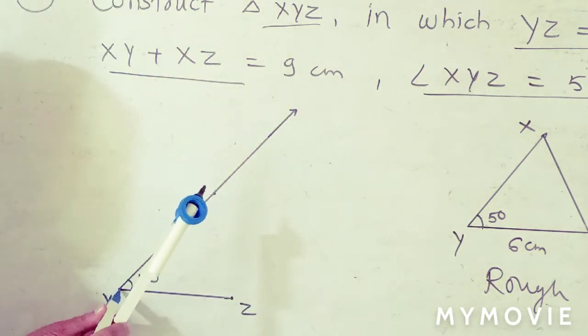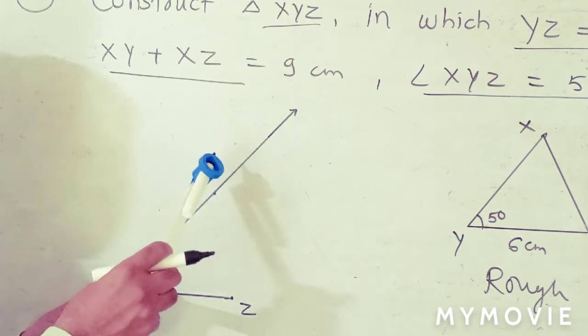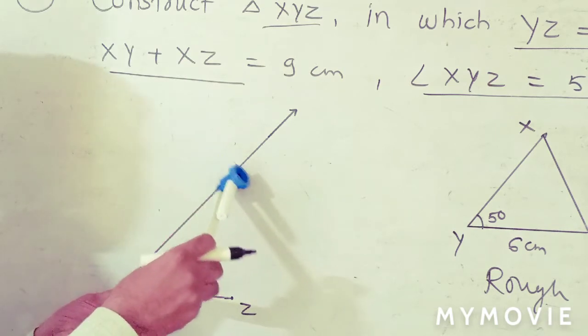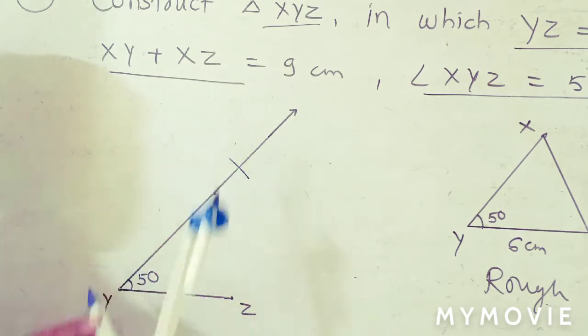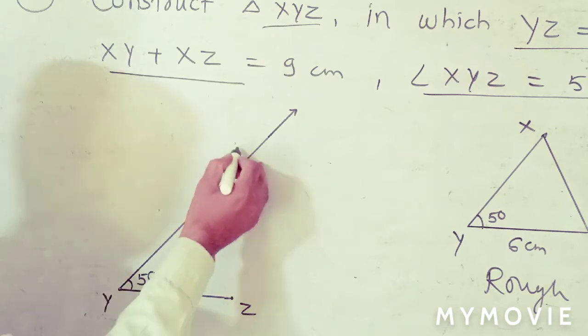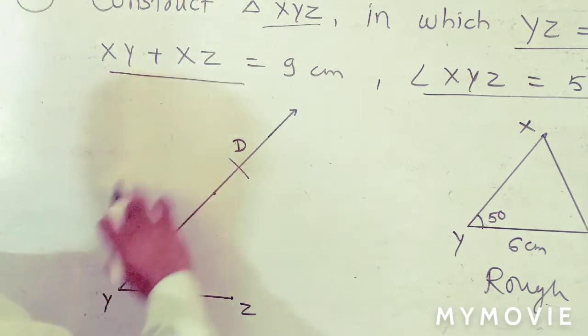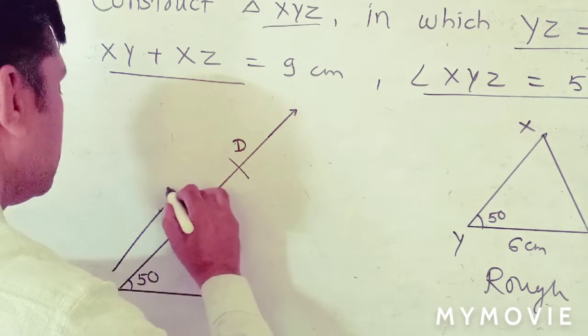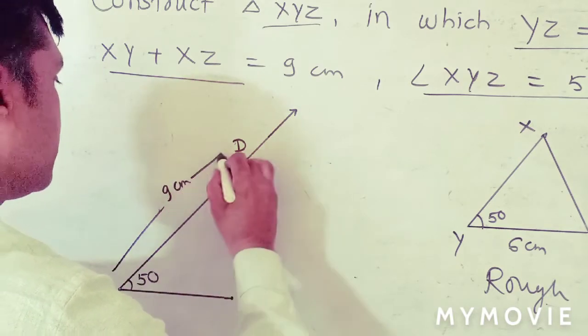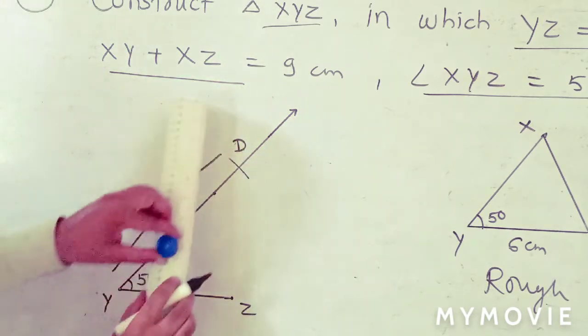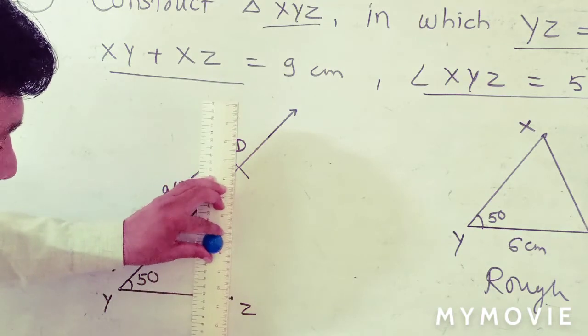By taking 9 centimeter distance in the rounder, from Y draw an arc intersecting this ray, and give it the name D. Any name you can give except XYZ. Only XYZ don't give, any other name you can give. Now point D is at 9 centimeters. This distance YD is 9 centimeters. After getting point D, join DZ.